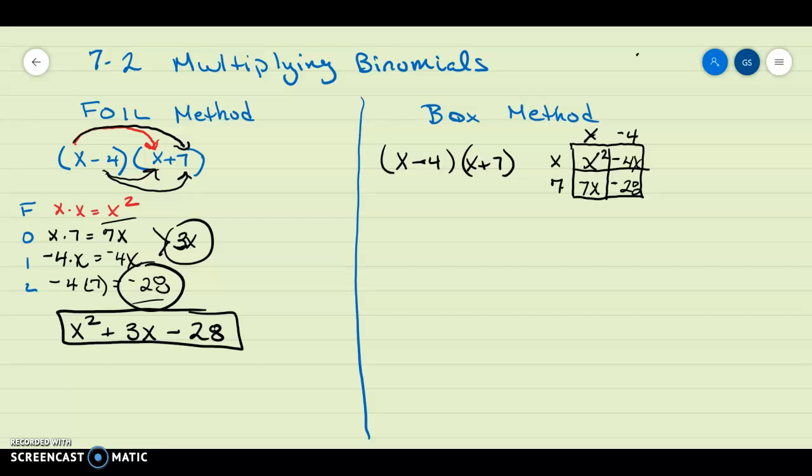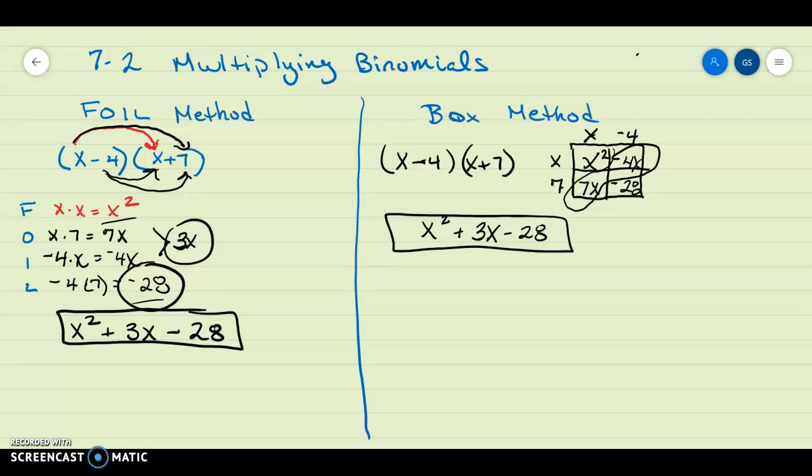I combine like terms. So in this case, the like terms are going to be usually in that diagonal. So it's x squared. Then we have negative 4x and 7x. So that's negative 4 plus 7 is 3x. And then we have minus 28. And there you go. Box method and FOIL method. Now going forward, I'm going to do the FOIL method. If you like box method, please feel free to do the box method, but check your answer and make sure you got the same thing as I did doing the FOIL method. They should all be the same.